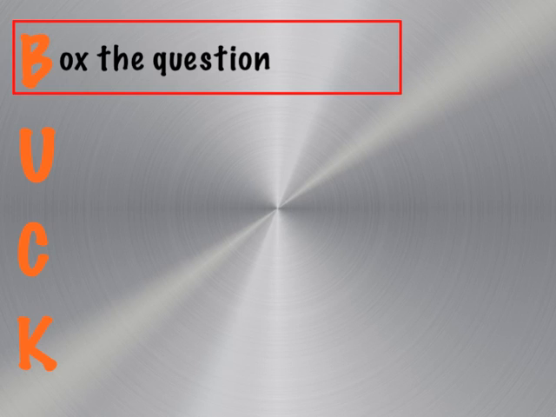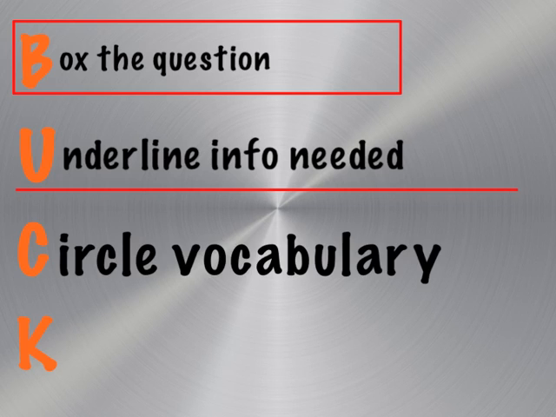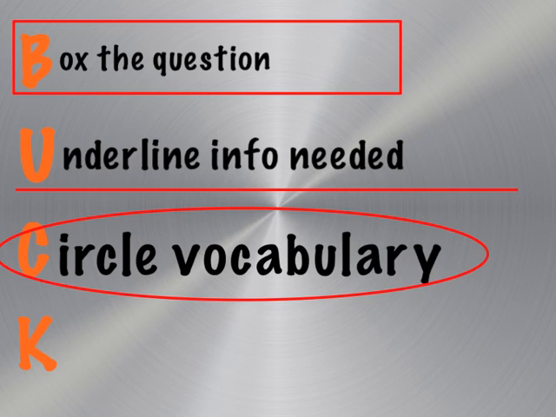The U in BUCK stands for underline the information needed to solve the problem. As you read the problem again, you're going to underline the important information that's actually needed to answer the question that you have boxed in. C stands for circle any important vocabulary. Any vocabulary that helps you solve the problem, you want to put a circle around.